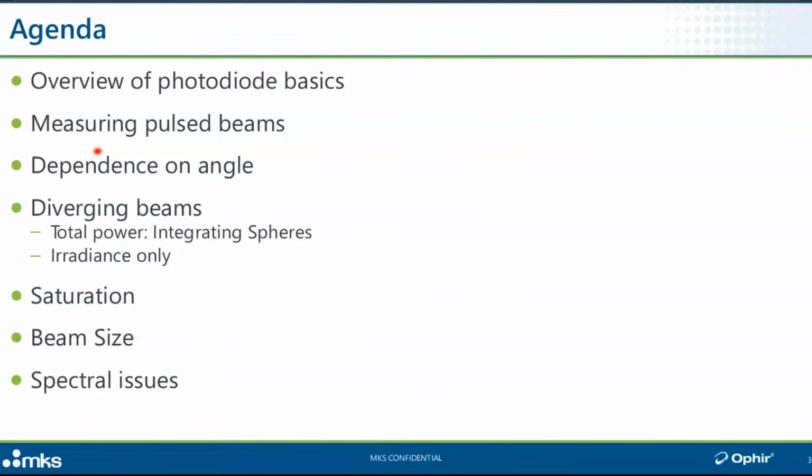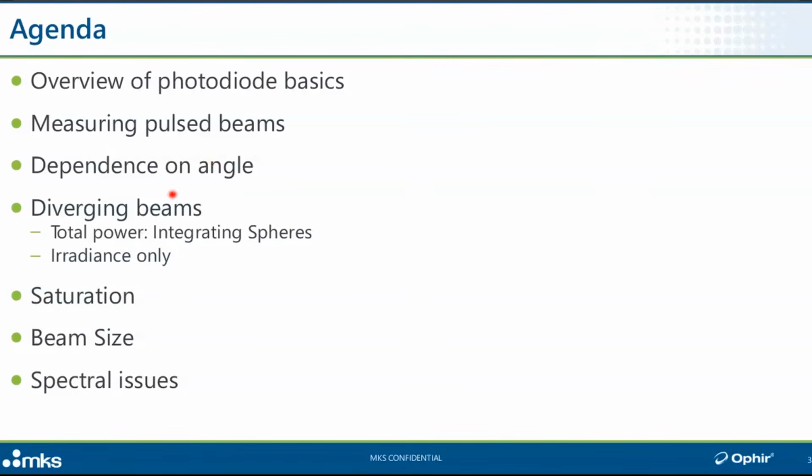Then we'll talk about saturation, specifically how do you know when you're in saturation? Not always as obvious as you might think. We'll talk about some ideas related to beam size. How big, how small should you make your beam to measure it most correctly? And then we'll talk about some issues related to spectrum, the spectral distribution of the sensor in light of the spectral distribution of the beam that we're trying to measure. Okay, so with all of that, we'll begin.